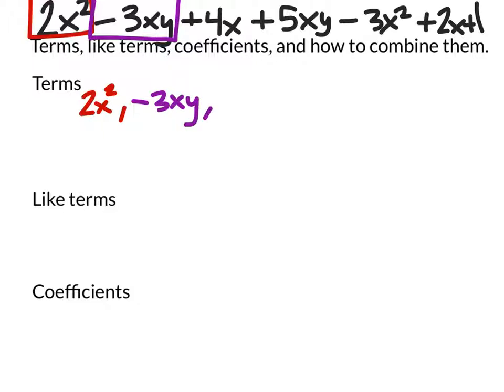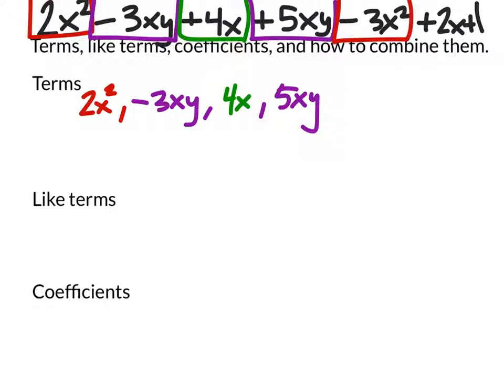And then the next term would be this positive 4x. And then the next term would be this positive 5xy. And then we got this negative 3x squared. And then we got this positive 2x. And then finally, this is a term which is considered a constant, which means it's just its own number there.